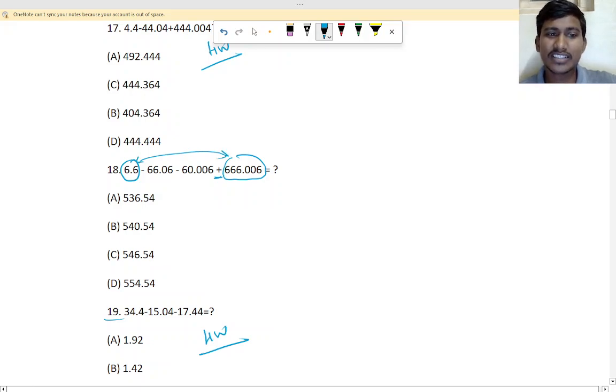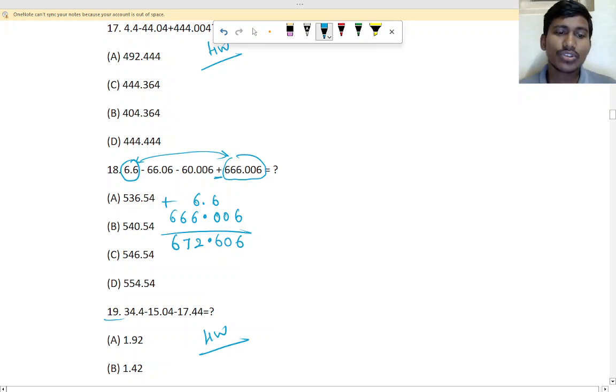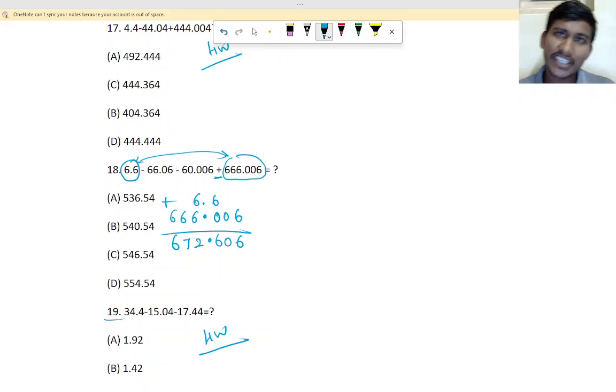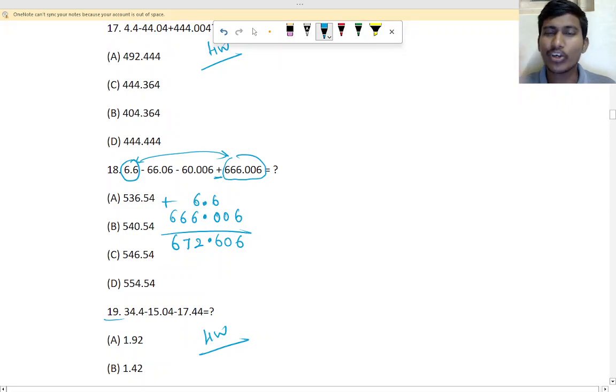So what will be the answer? 6.6 plus 600 point 006 and then 66, you have to add them. So what will be the answer here? 672.606. In addition and subtraction, we have to match the point. You have to match the point and write the digits. Okay, so you can get that answer.